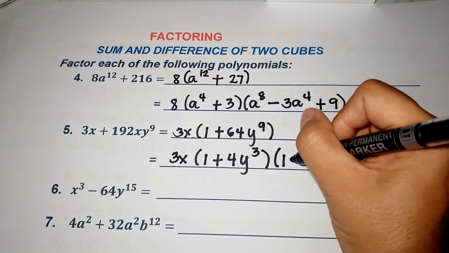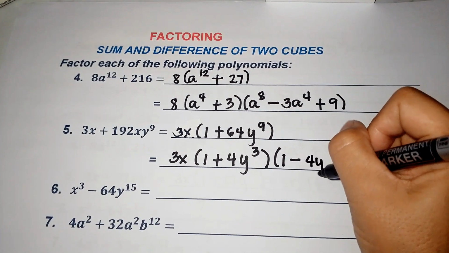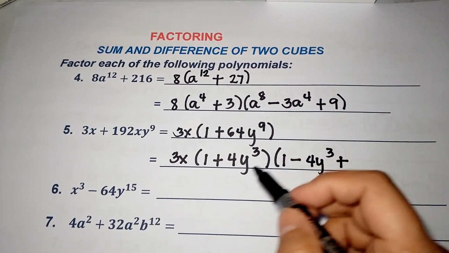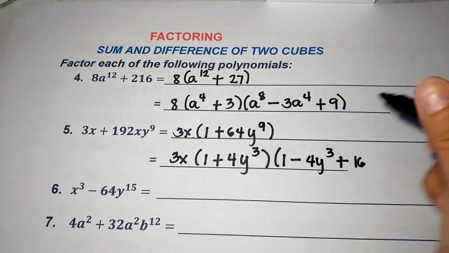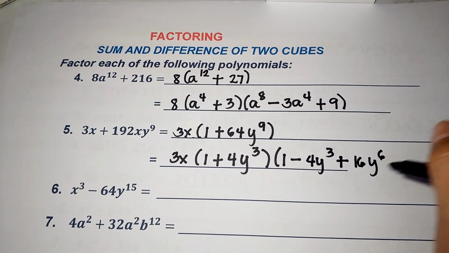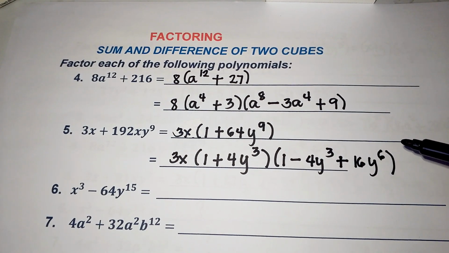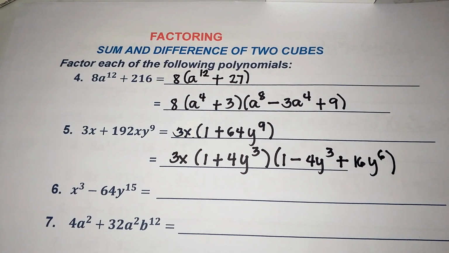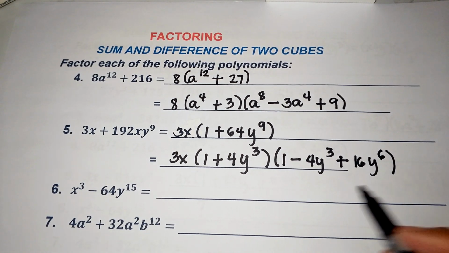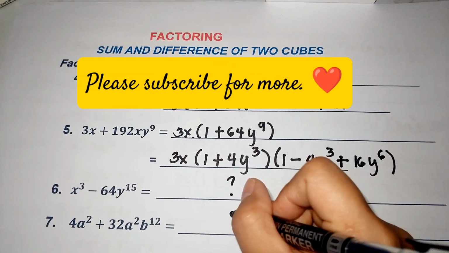Then plus, so this will be minus. Multiply them. 1 times 4y cube is 4y cube. Then plus, we square 4y cube, so 4 squared is 16. Y cube squared is y to the 6th. So when we're getting the cube root, we divide by 3. When we get the square, we multiply the exponent by 2. So please take note of that. So this is now the factorization of this polynomial in number 5. So as usual, I want you to answer number 6 and number 7.